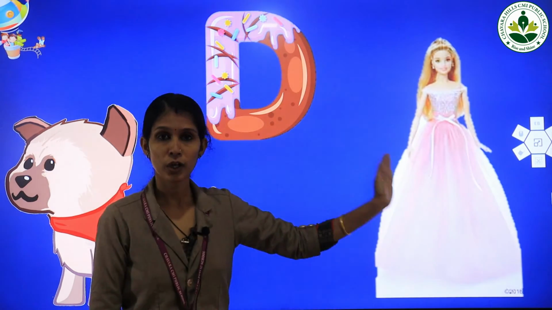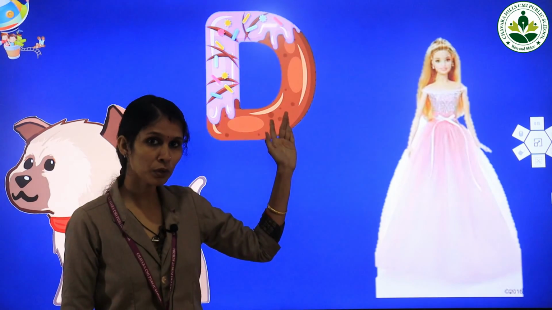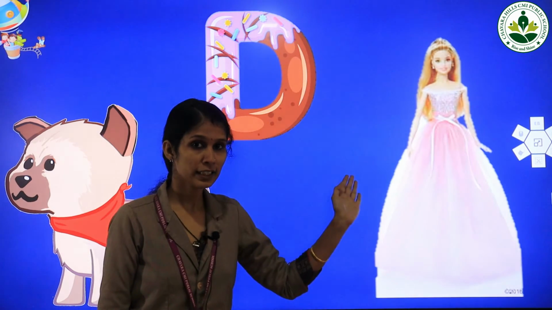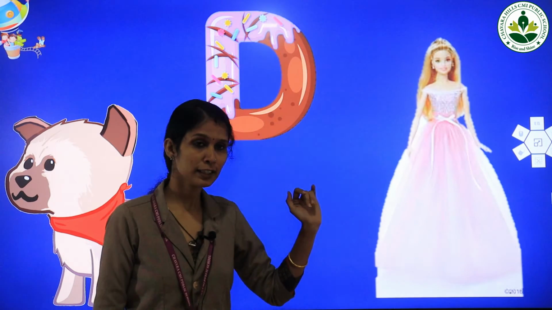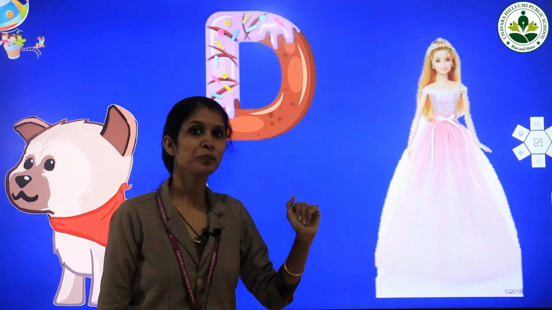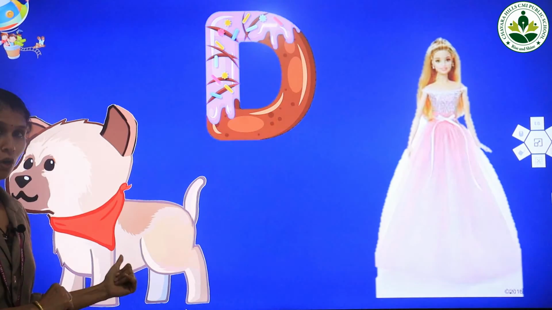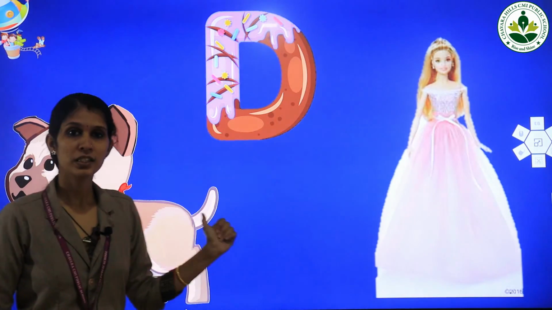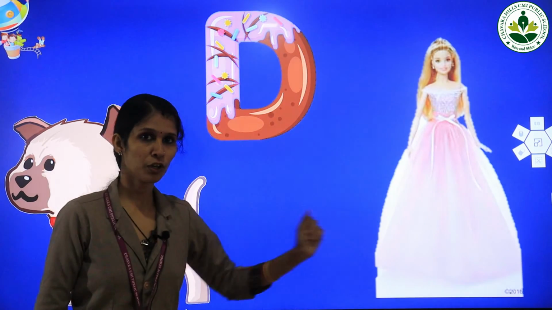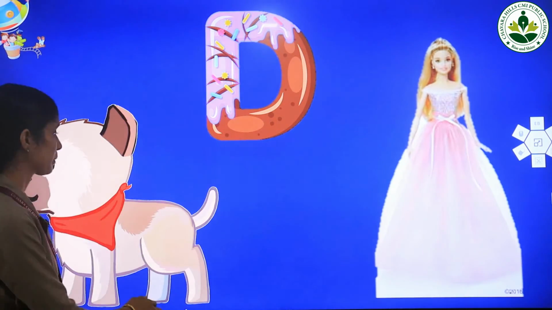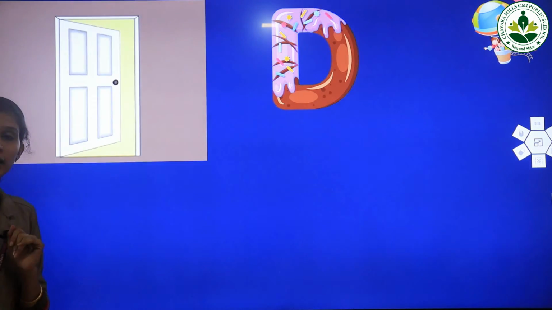So doll. D is for doll. D is for doll. D, d, doll. Once more. D, d, doll. Once more. D, d, dog. Say once again. Dog, doll. D, d, dog. D, d, doll. Let's check the next words. Yes. It's a door. Say once again.